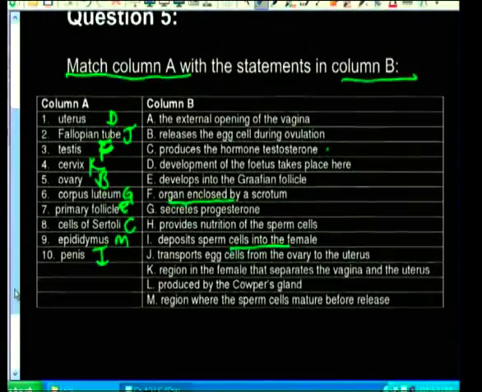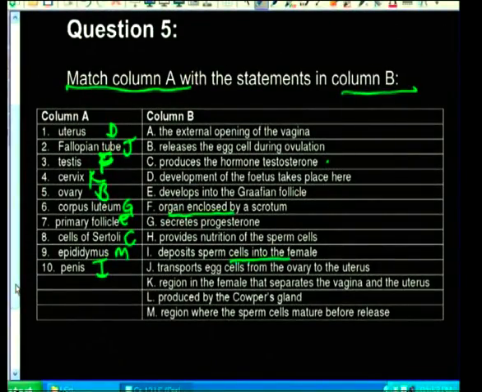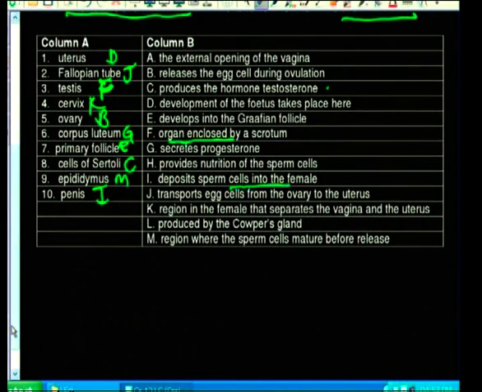By the way, you would write down question 5.1 to 5.10, and next to each you would write D, J, F, K, B, G, E, C, M, I. And that is how you would get your marks in that section.